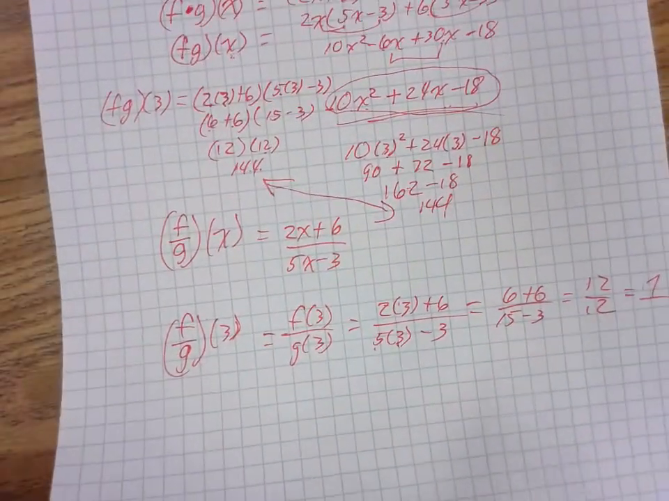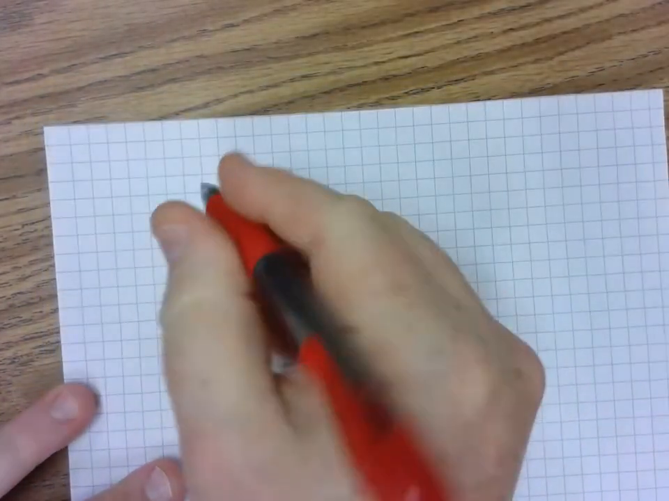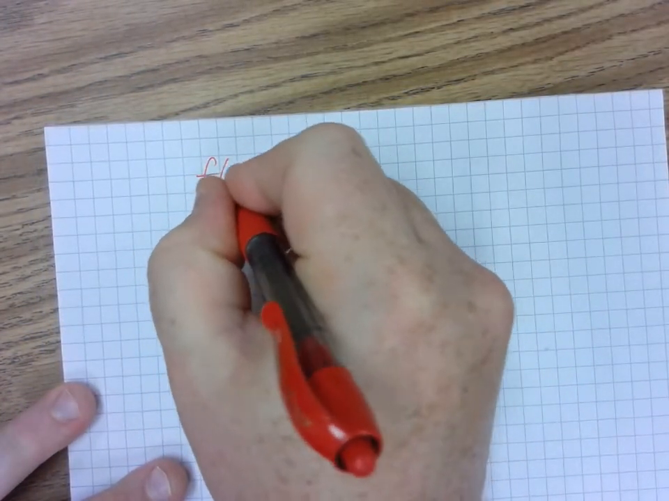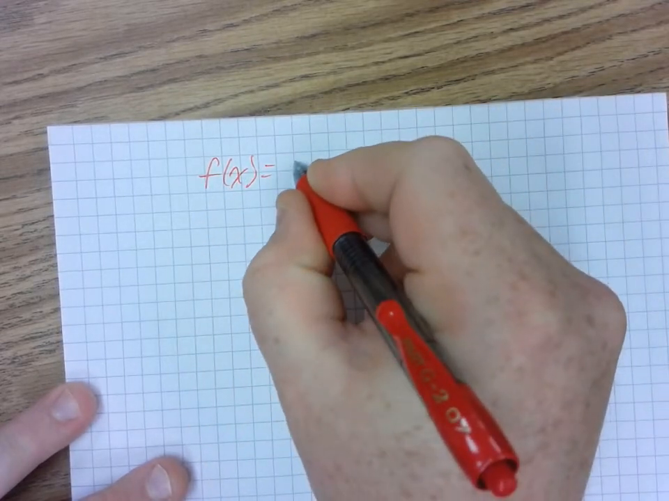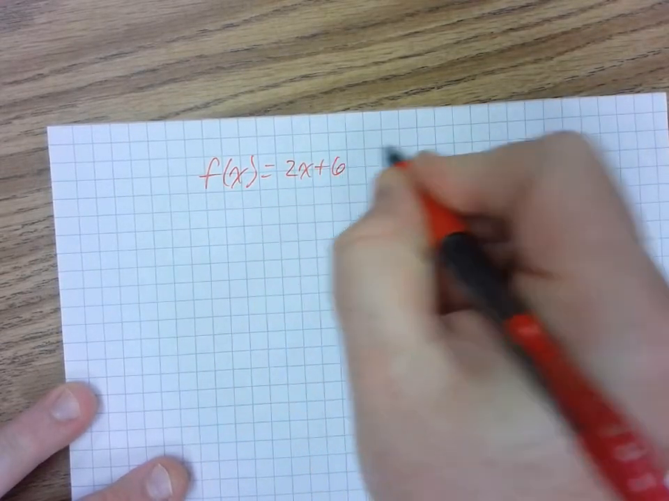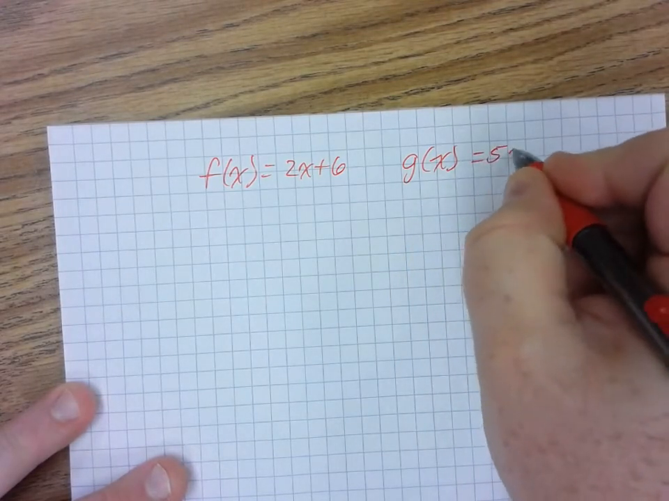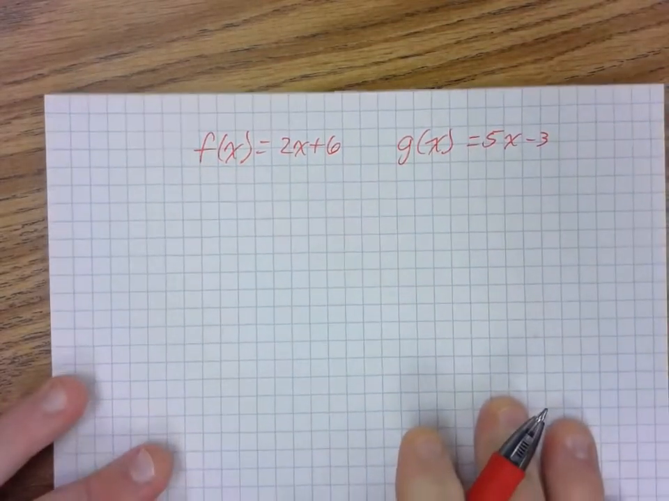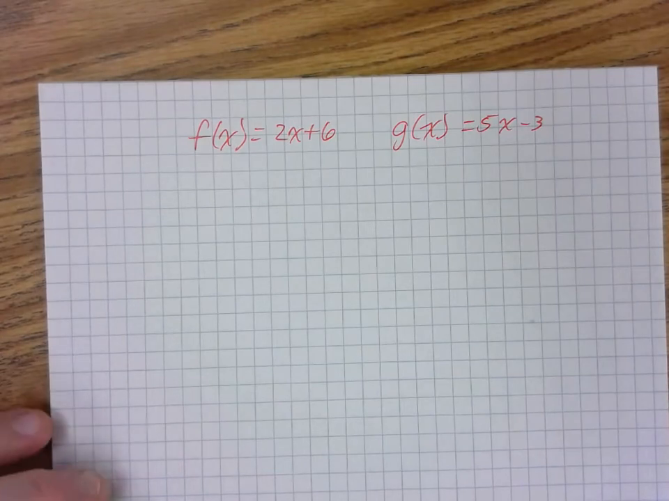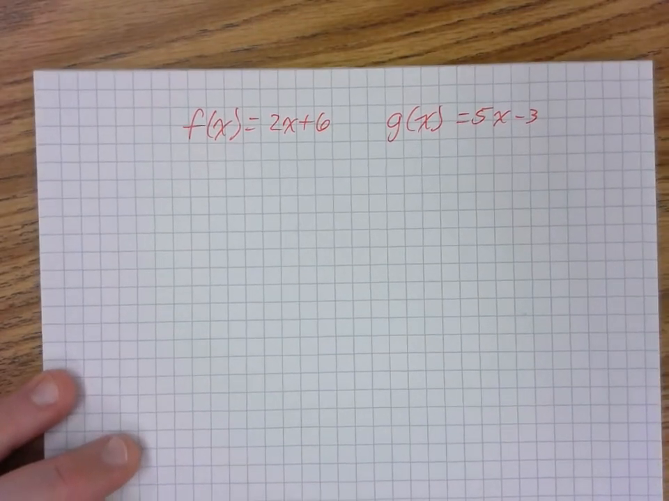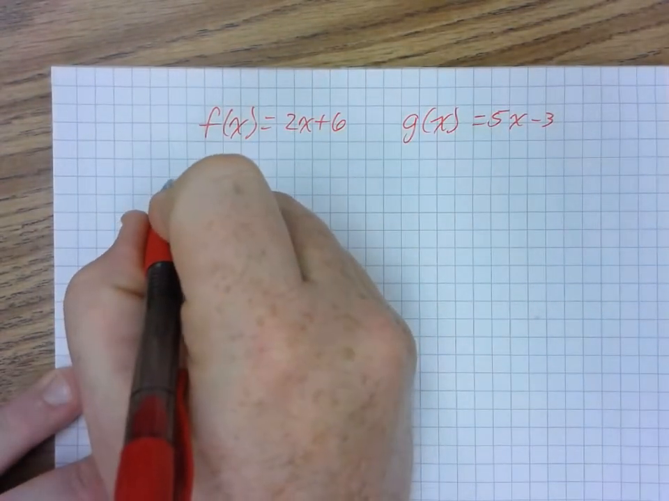Okay, the next part is going to be a little bit more challenging to understand, and this is function composition, where the output of one function becomes the input of another. So let's start with the same functions again. f of x equals 2x plus 6, and g of x equals 5x minus 3. Now the order in which we put these into the composition makes a difference. So here's what this would look like.